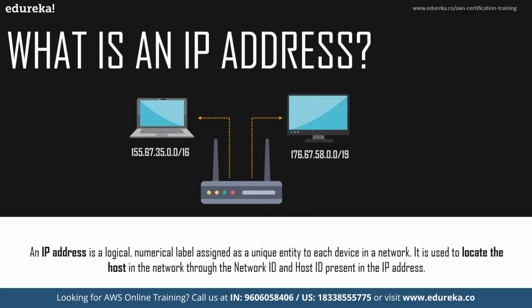Let us get deeper into understanding of an IP address. Take for illustration the computer's IP address 155.67.35.0. It consists of 4 parts. These 4 parts are known as octets. Each octet contains 8 bits. So in all, the IP address consists of 32 bits: 4 octets, each octet consisting of 8 bits. Therefore, 4 into 8, 32 bits.